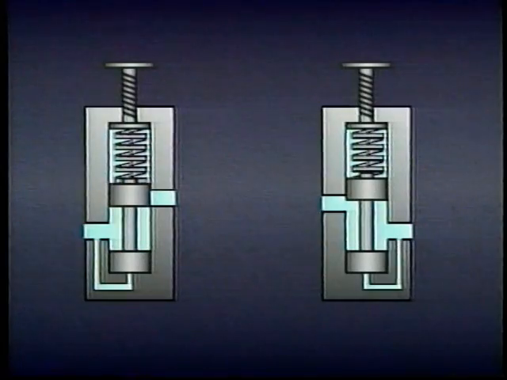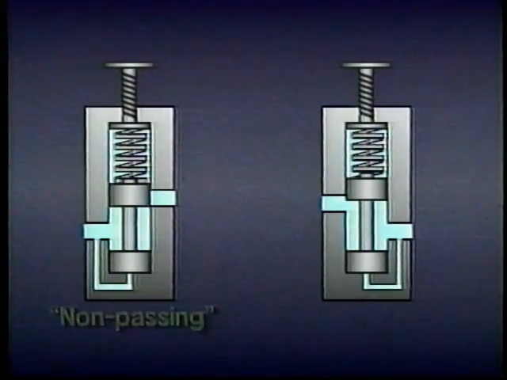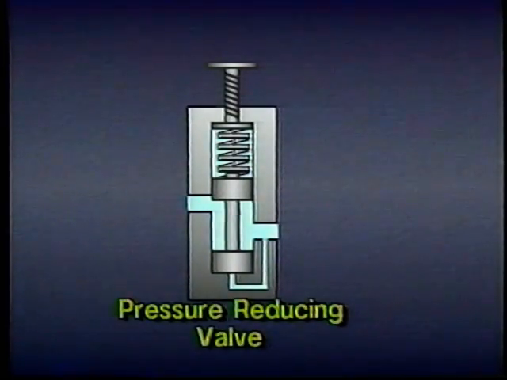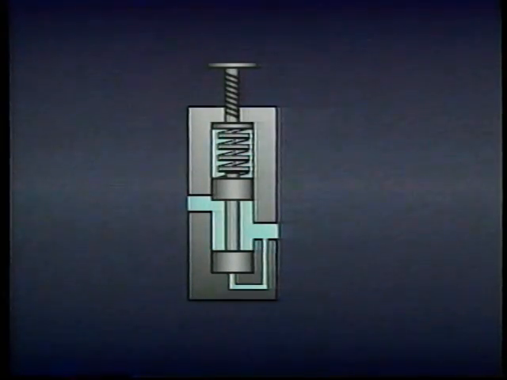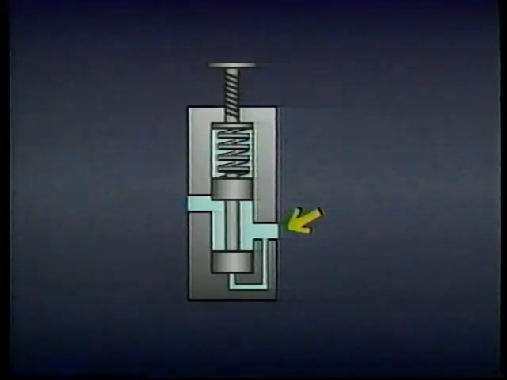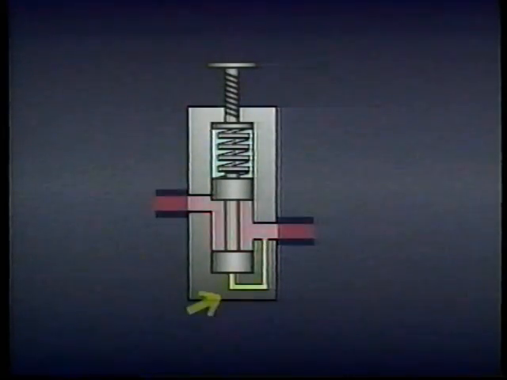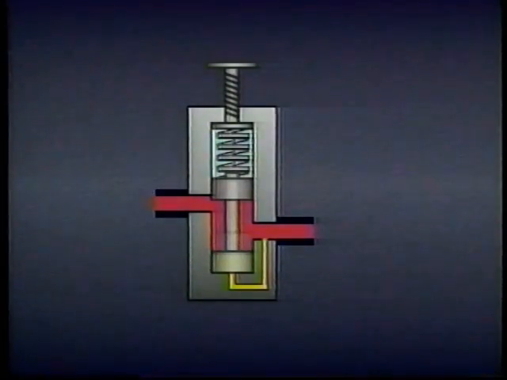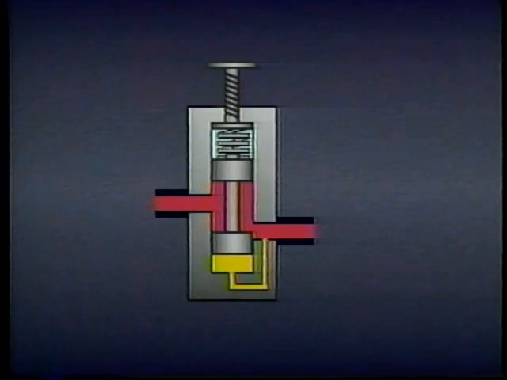Now, all the pressure control valves we've seen so far have been normally non-passing valves which sense pressure directly. There are also some types of normally passing valves which sense pressure directly. These are called pressure-reducing valves. A pressure-reducing valve works by responding to pressure changes at the secondary port rather than the primary port. When pressure through an internal pilot passage exceeds the spring pressure, the spool moves, restricting flow through the valve and reducing pressure on the secondary side.